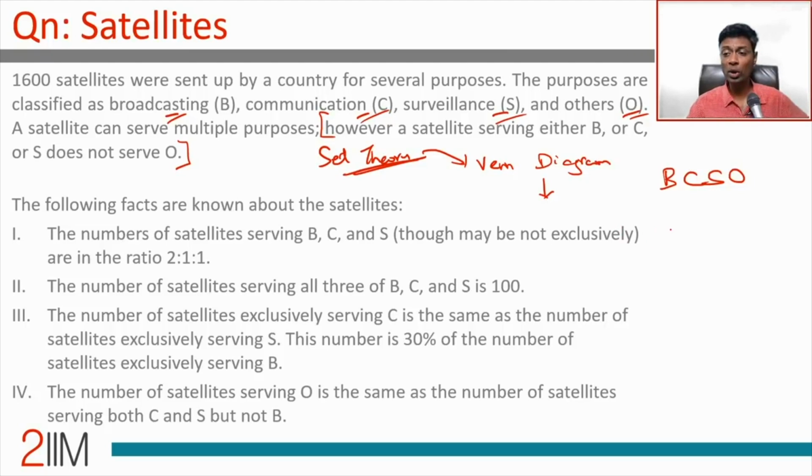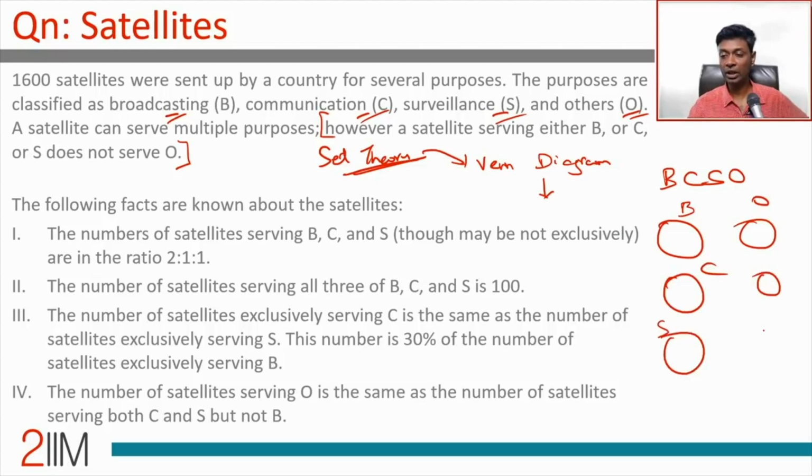There is no overlap between B and O. There's no overlap between C and O. There's no overlap between S and O. Or think about this. The diagram should have B, C, S in some form and O separate. Brilliant. That's very important.